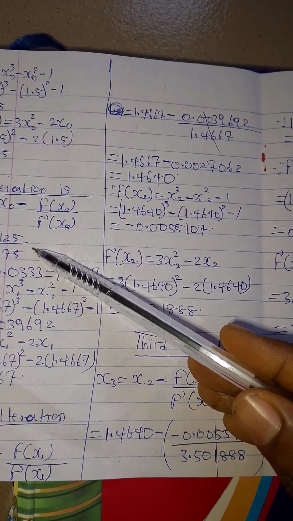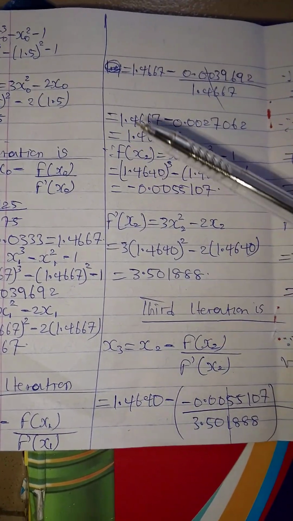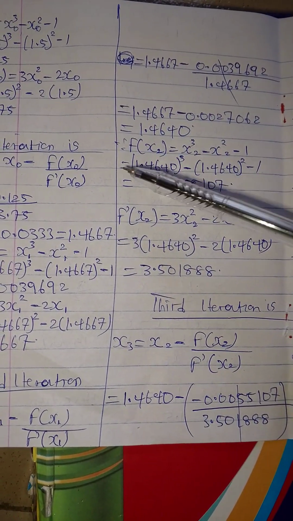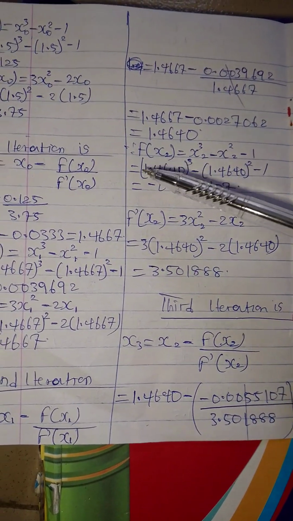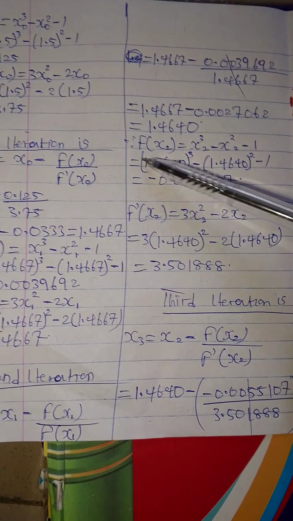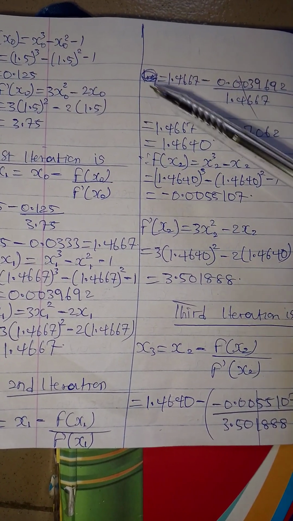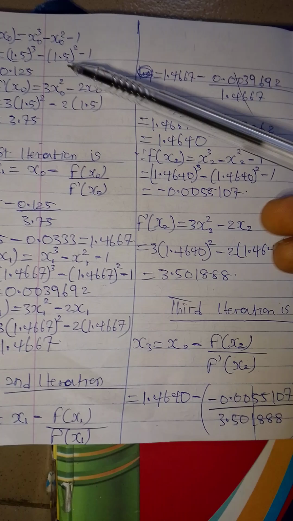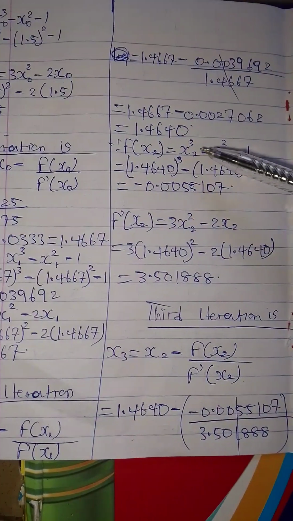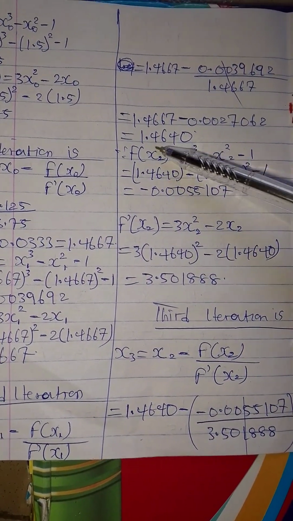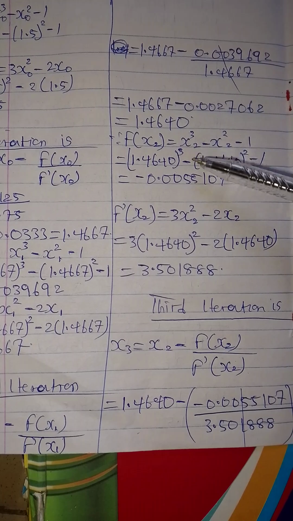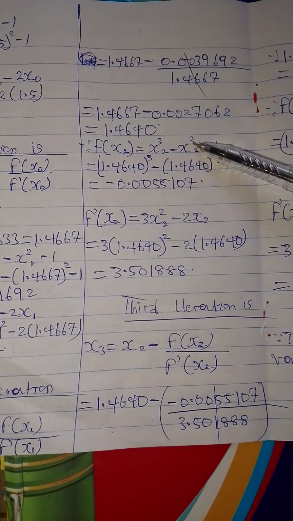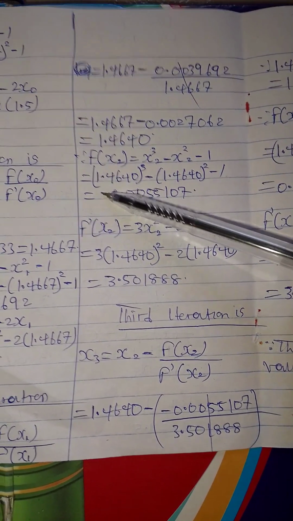So after doing that, I have to find my f(x2). My f(x2) is the same thing: input the value of x2 into this equation. So x2 is 1.4640. Input it here, cubed minus this squared minus 1. So that will give me this.